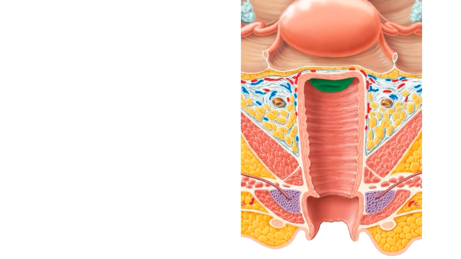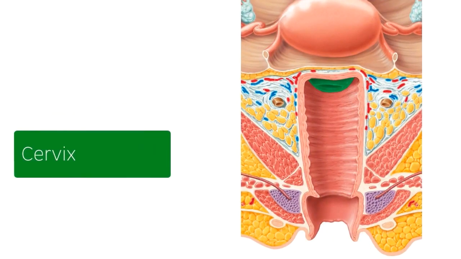And now we're here at the cervix, which is literally the neck of the uterus. The cervix is the most inferior portion of the uterus, lying subperitoneally, and we can see it highlighted in green and sticking into the vagina on this slide. The cervix can be defined as a narrow neck of tissue that connects the vagina with the uterus.